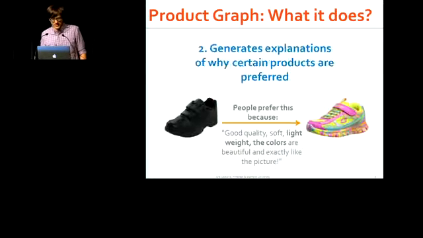make better recommendations. Another one is, because we are working with this rich feature data, product reviews, and so on, we can actually generate explanations of why certain products are preferred over other products, or why certain products are related to other products. So we can go back to the product description or review text to surface that.